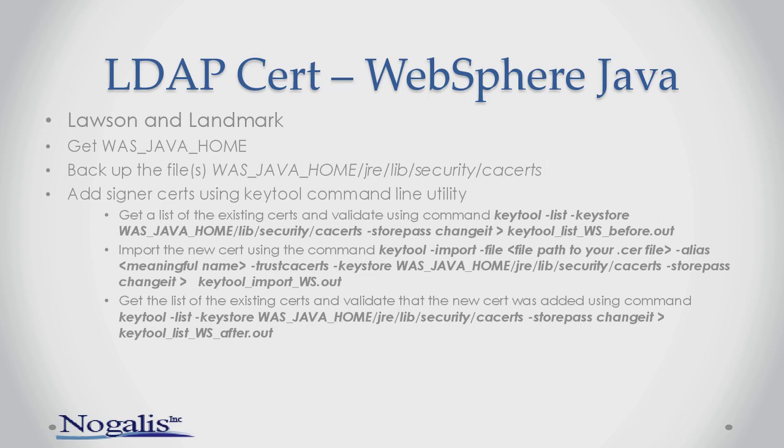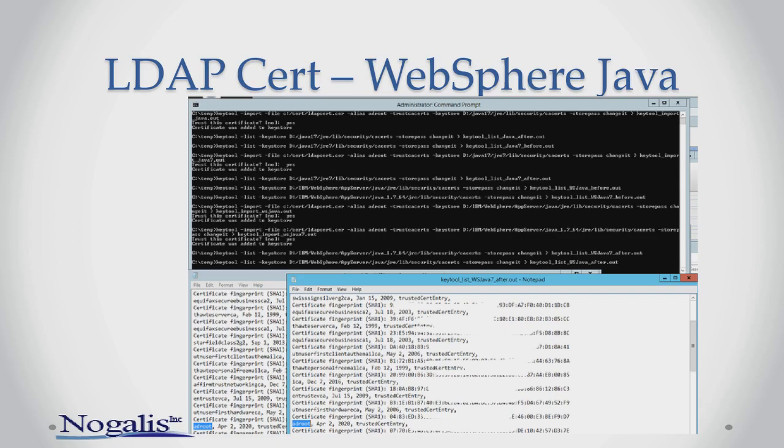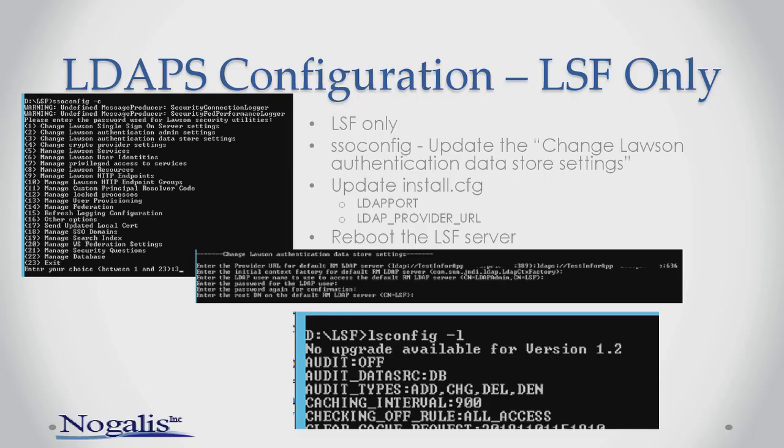And then you use the keytool to actually do the import. So you can see the command here. Again, the password should be changeit. And then the last thing again is to list it in an after file, and that way you can compare the two files. So this is just an example of running those commands, and then once you list it out, it'll show that the certificate was added. You won't see it in your before, and you will see it in your after.